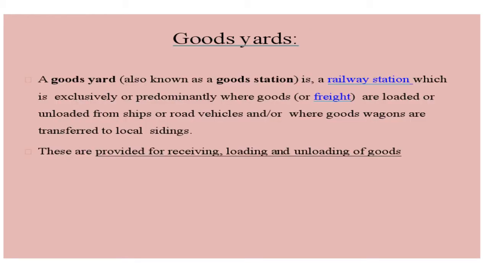Now coming to the goods yard. Goods yards are also railway stations meant exclusively for the loading and unloading of goods. Here goods wagons will be there and they will be transferred to the local sidings. I have told you what sidings are: short rail networks kept a little distant from the main line so that you can keep them when they are not in use. So basically this yard is meant for the receiving, loading and unloading of goods.